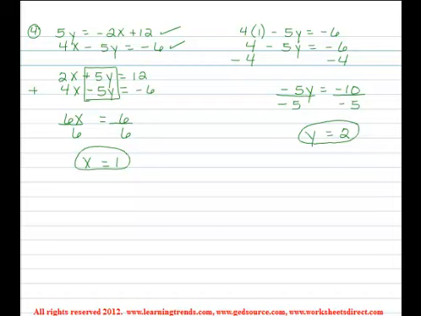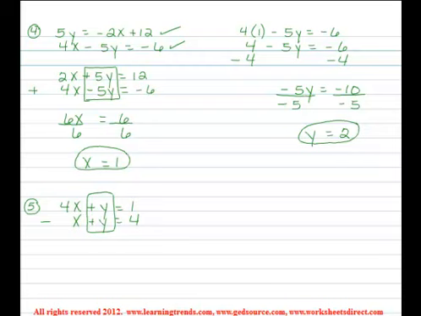Let's move on and take a look at problem number 5. In problem number 5, our first equation is 4x plus y equals 1, and x plus y equals 4. Now in this example, you're going to see that we have a plus y in both equations. When this happens, you want to subtract the terms.